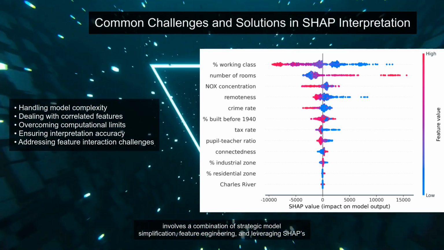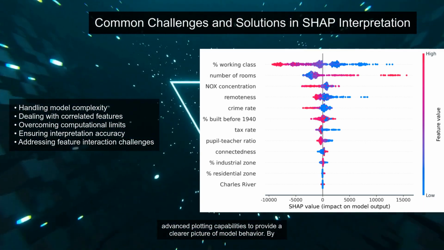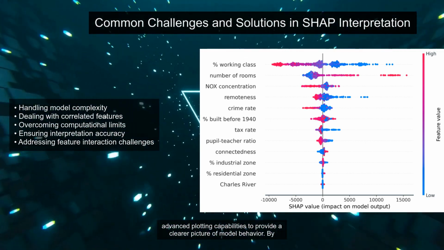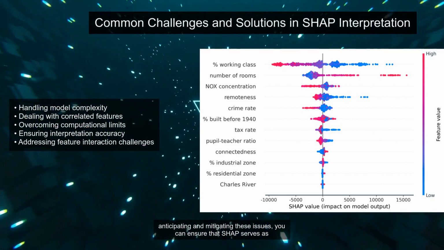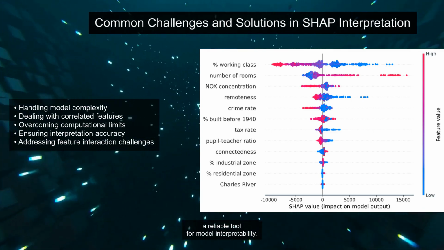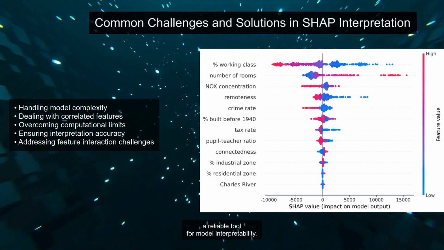Addressing these challenges involves a combination of strategic model simplification, feature engineering, and leveraging SHAP's advanced plotting capabilities to provide a clearer picture of model behavior. By anticipating and mitigating these issues, you can ensure that SHAP serves as a reliable tool for model interpretability.